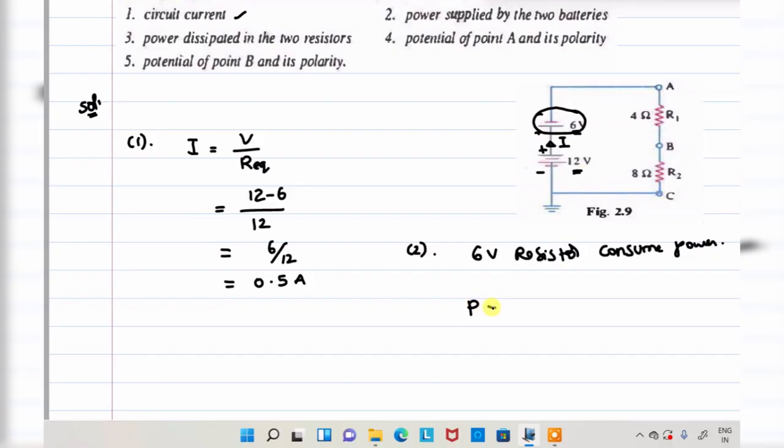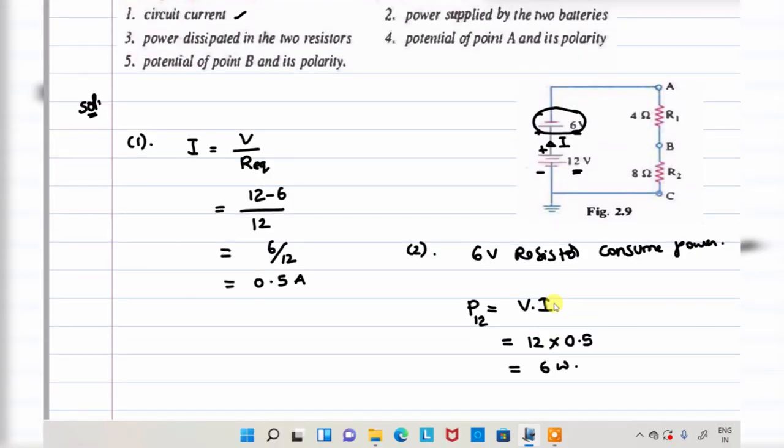The power P12 is equal to V into I. What about the V12? What about the current 0.5? It is equal to 6 watts. 6 watts is the power delivered by the 12 volt source. Okay, the 6 volt battery is the power consumed.